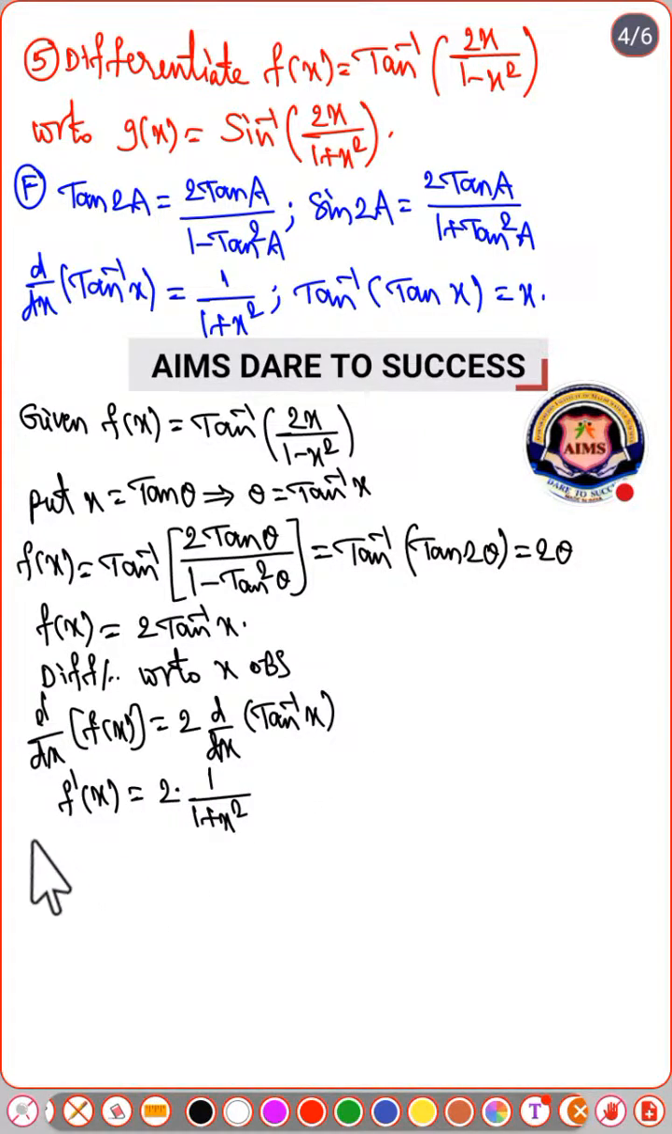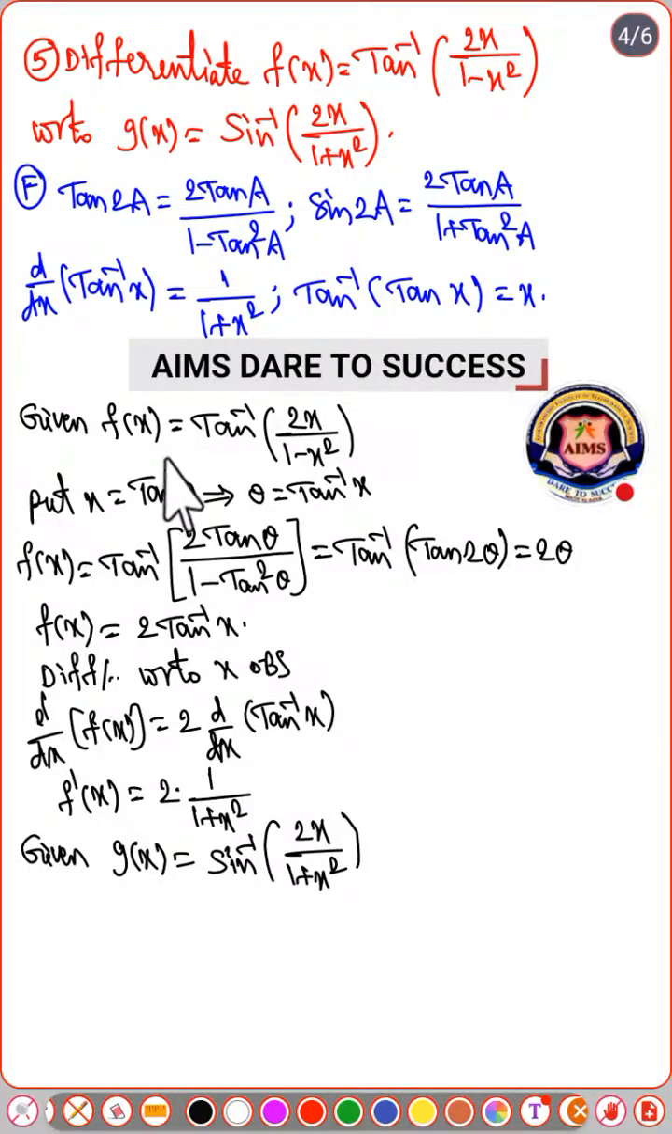Okay, and let us continue with the other given function, that is g of x. What is g of x value my dears? Sin inverse of 2x divided by 1 plus x square. Here put x is equal to tan theta, and the same way you will continue here also.